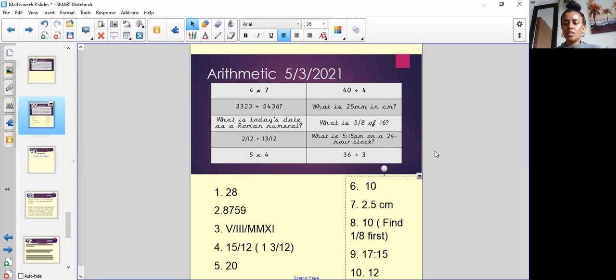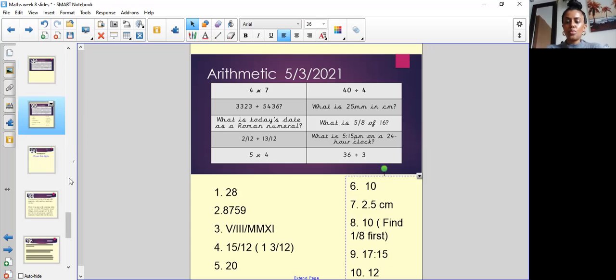Okay, great. So here are the answers to your questions. Number 1 equals 28. Number 2 equals 8,759. What is today's date as a Roman numeral? Number 3, so V for 5, III for 3, so 5th of the 3rd, 2021, MMXXI. Number 4, what is this fraction added together? Remember, you don't add the denominators, you only add the numerators. So 13 add 2 equals 15, so it would be 15 over 12, and if we wanted to change it, we could make it into 1 and 3 over 12, so 1 whole and 3/12.